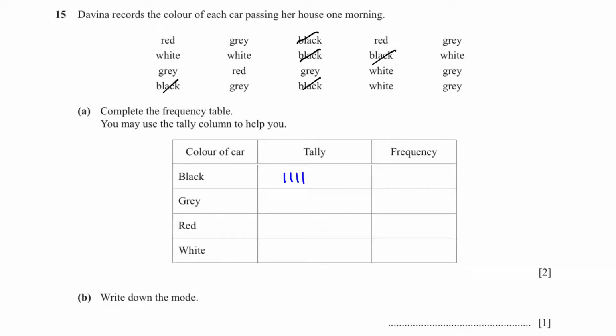If it is 5, then we make a cut like that. And then we write the frequency 5 here. We are going to do the same for each one. So this is our table completed. Part B, write down the mode. Mode means the most repeated or the highest frequency number, which is that 7. And that is which car? Gray car. So gray is your answer.